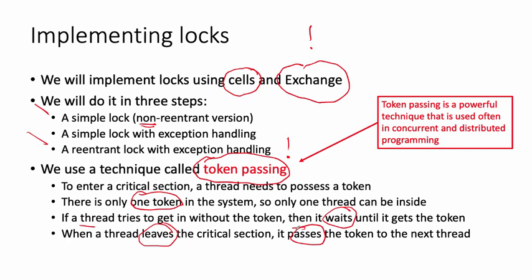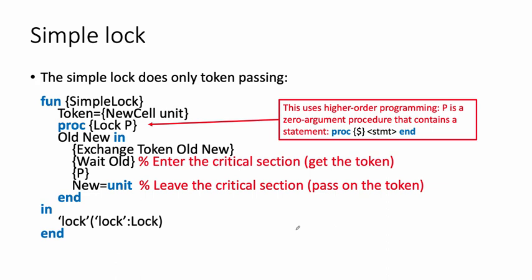So how do we implement the token? There's many ways to implement tokens. If you want to implement this in Java, you can do it one way, or in C, but we are going to implement tokens using single assignment. You can understand we have this very powerful single assignment concept. So here is a simple lock with token passing.